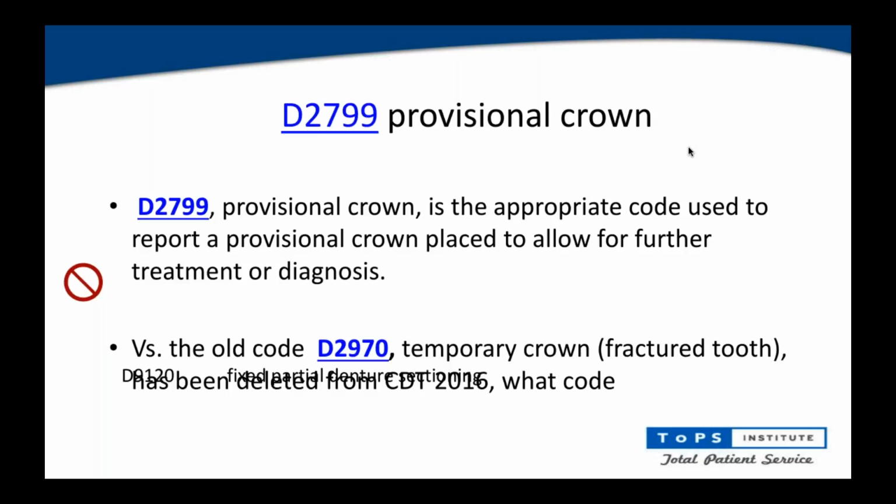And so the 2799 provisional crown is a wonderful code to use, and you'll notice that the code that was removed was the 2970, the temporary crown for a fractured tooth. We replaced it about 12 months ago with the 2799 and wanted to make sure that you were on track and on top of using that correct code. So instead of using the 6085, that provisional implant code, remember to use your 2799.